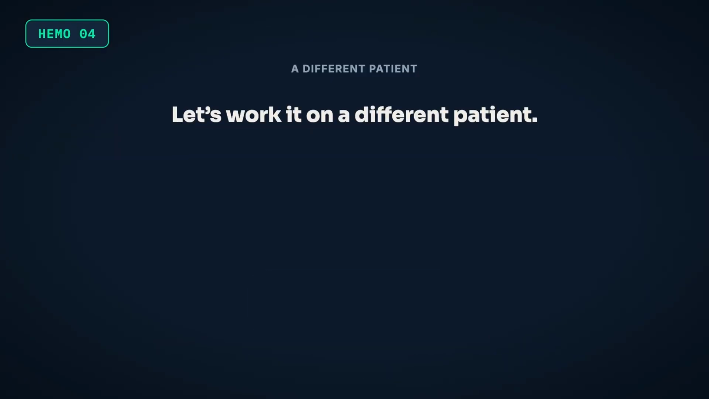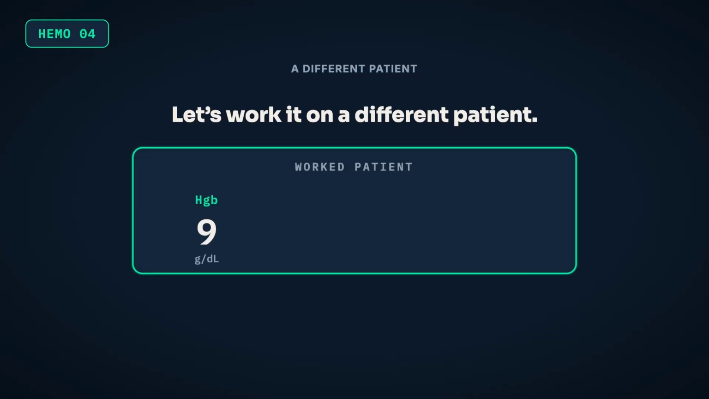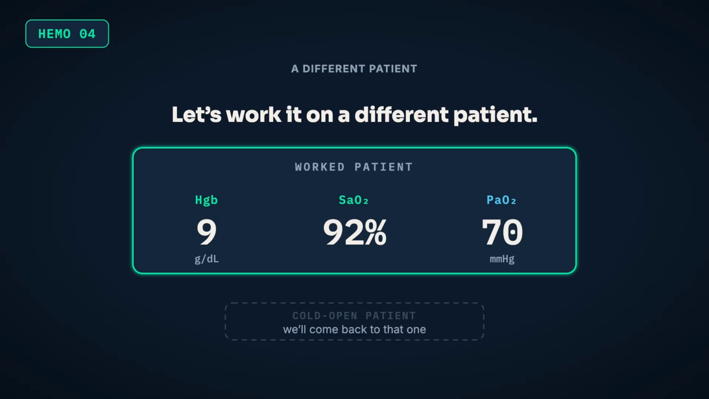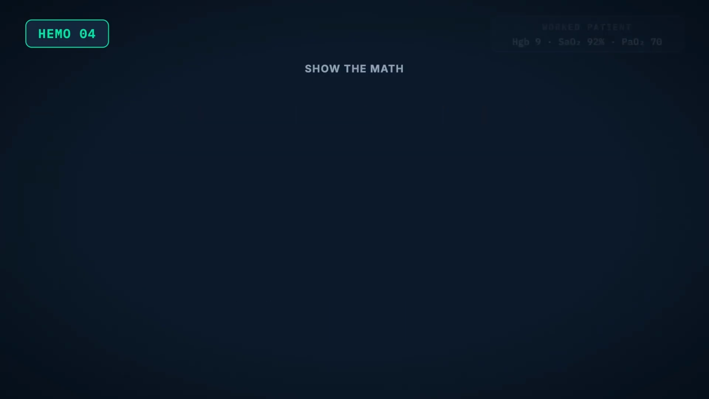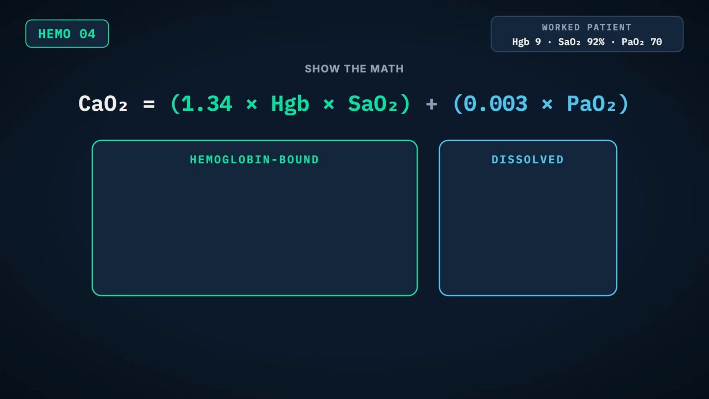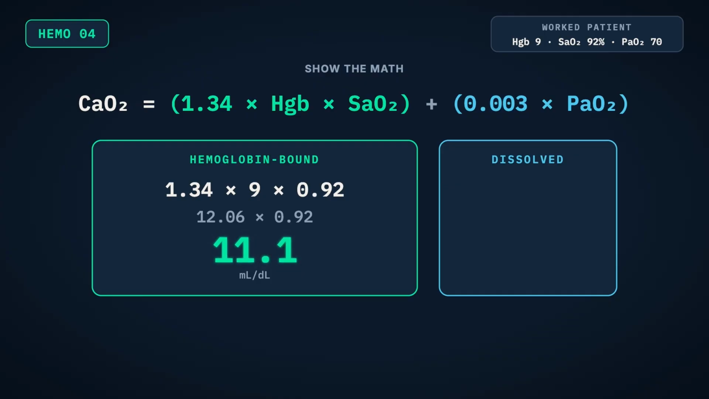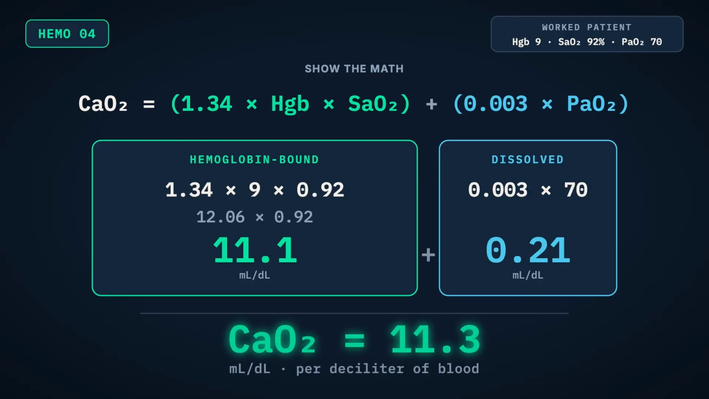Let's work it on a different patient. Hemoglobin is 9, SaO₂ is 92%, and PaO₂ is 70. Don't worry, we'll come back to the one from the cold open. The hemoglobin term, 1.34 times 9 times 0.92, that's 12.06 times 0.92, 11.1 milliliters of oxygen per deciliter of blood. The dissolved term, 0.003 times 70, equals 0.21 milliliters per deciliter. Add them. CaO₂ is 11.3 milliliters of oxygen per deciliter of blood.